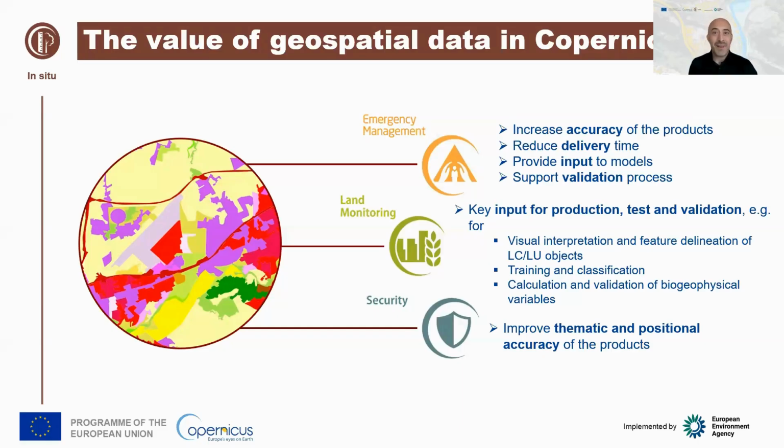And for all of them, geospatial data is in general essential to increase accuracy of the products, reduce delivery time, and support the validation. For example, in Copernicus Land activities, it is used for visual interpretation, feature delineation of land cover land use objects, training and classification, in the context of algorithms, and so on and so forth. So in general, the role of geospatial data is critical in Copernicus services. Next slide.